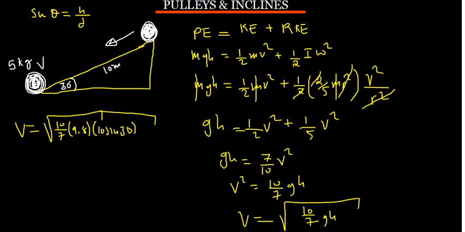So this is 5 times 9.8 times 10 divided by 7. Then the answer we get is the square root. So the velocity then is going to be 8.37 meters per second. That is going to be the velocity in this case.